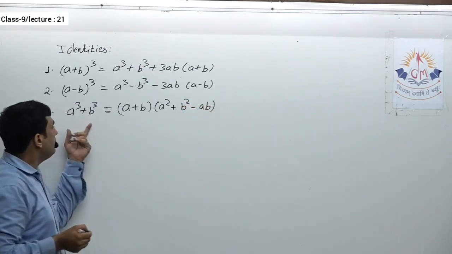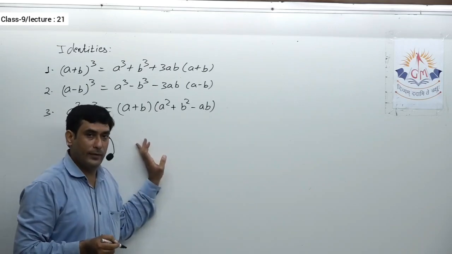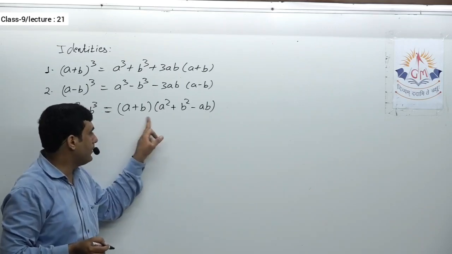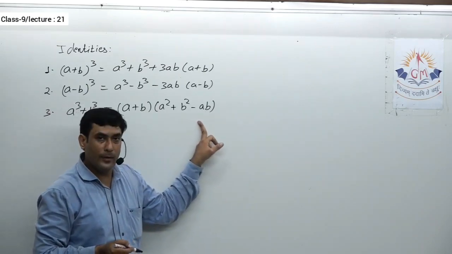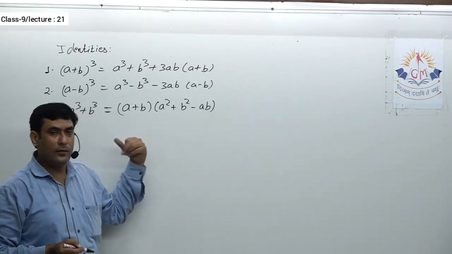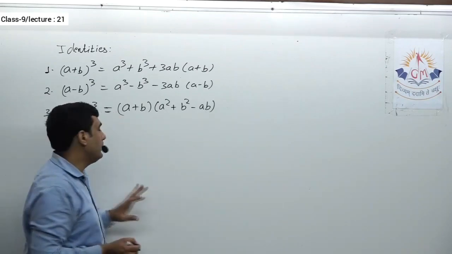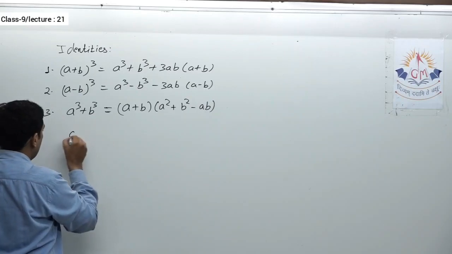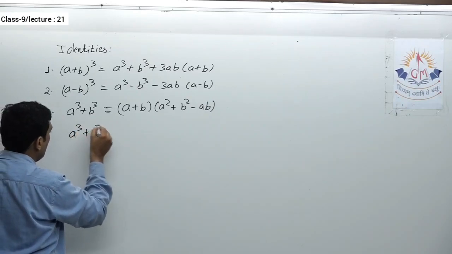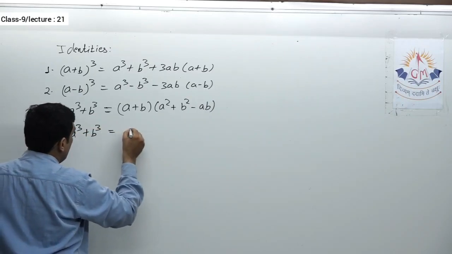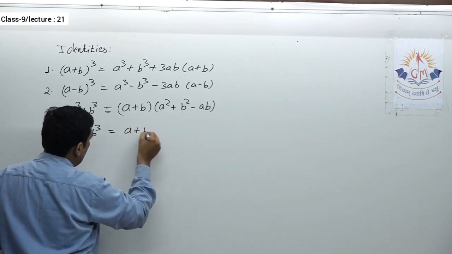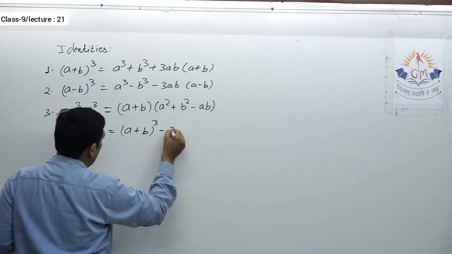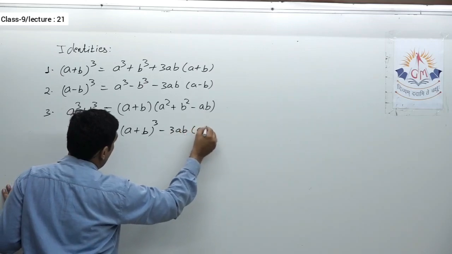Now there are two identities of a cube plus b cube. One is this one, (a plus b)(a square plus b square minus ab). This generally we need during factorization, but there is one more identity. Let us see that: a cube plus b cube is (a plus b) whole cube minus 3ab (a plus b).